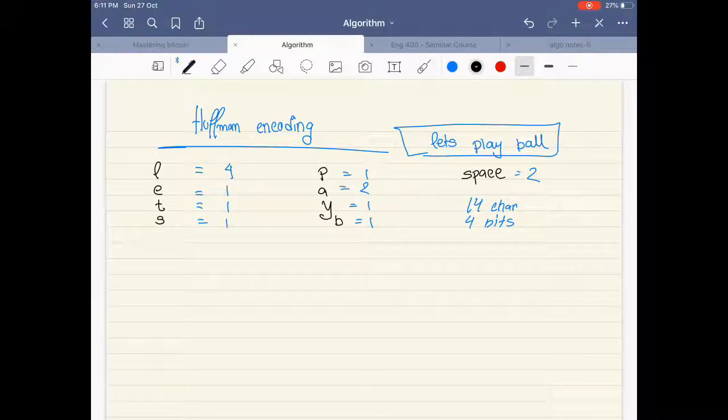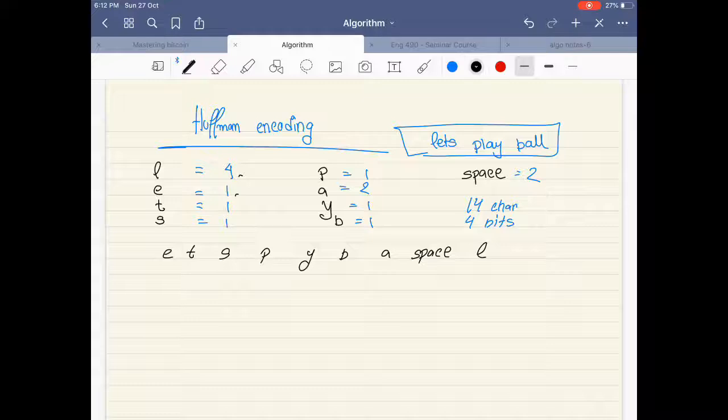So in Huffman encoding you have to write down the number of times each character appears, so 4, 1, 1 and so on. And we have to write them in ascending order, so all the small ones first and the biggest one at the end. So let's write it down. So we have written down all the characters in ascending order based on how many times they appear.